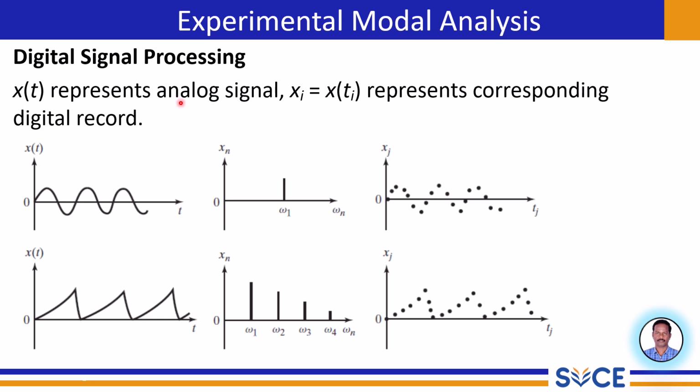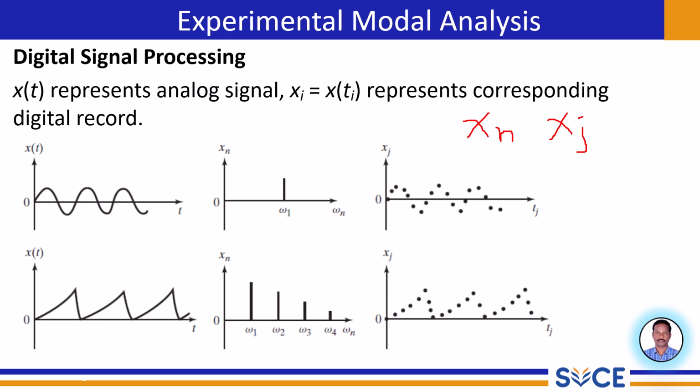However, our analyzers and computers operate in the digital domain, meaning they work with discrete numerical values sampled at specific times. Therefore, the first crucial step is to convert these continuous analog signals into digital signals or digital records, represented as x i equal to x of t i, or it may be x n, or it may be x of j in the subsequent plots.